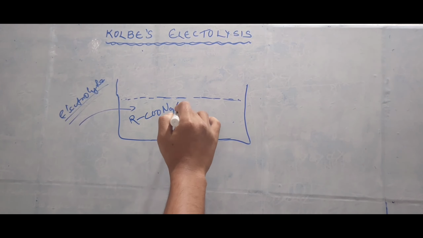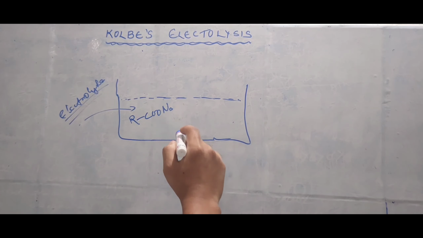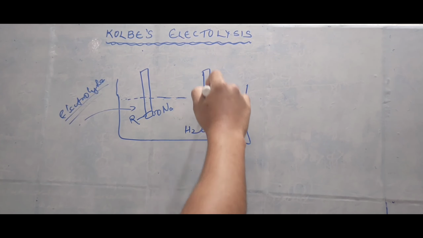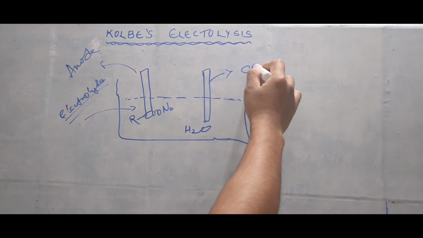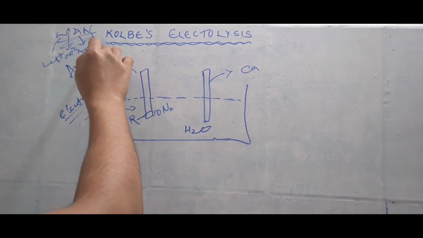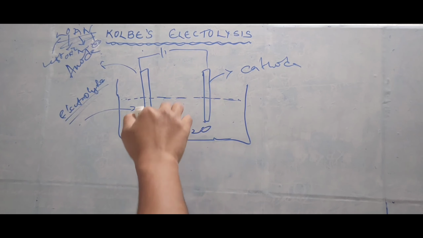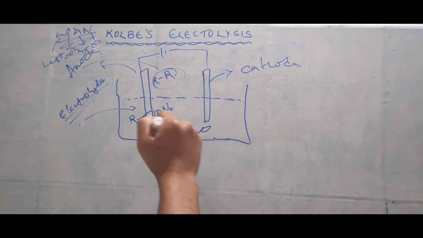So let us check. RCOONa is taken as the electrolyte. The electrolyte is dilute, that is, H2O is also present, which is necessary for the reactions at the cathode. First of all, let us understand the reactions. What do we get at the anode? We get a dimer of the alkane. And what do we get at the cathode? We get NaOH, which helps in making the solution alkaline.